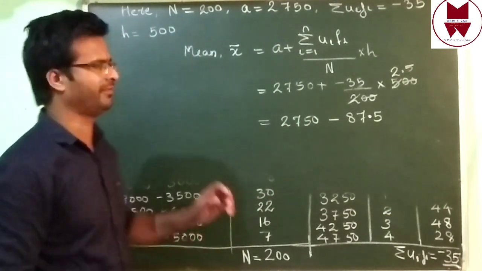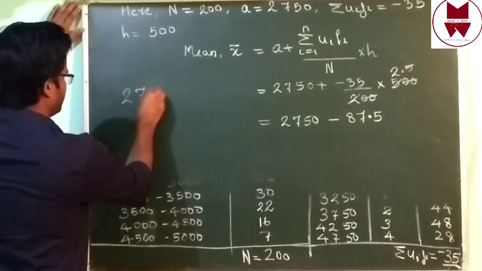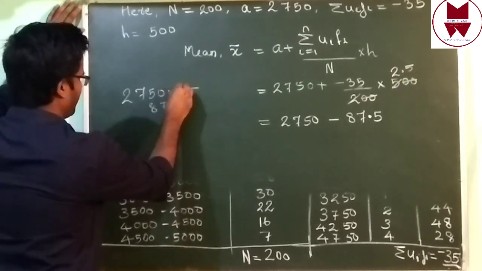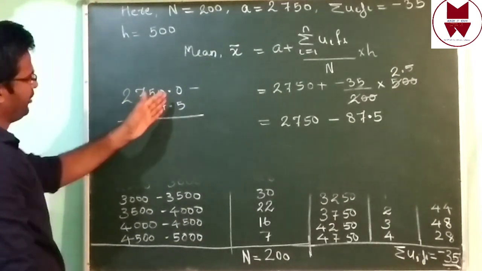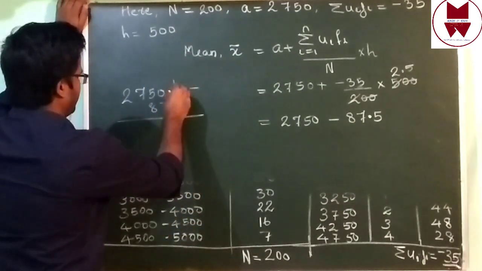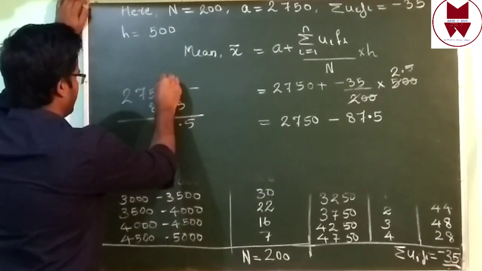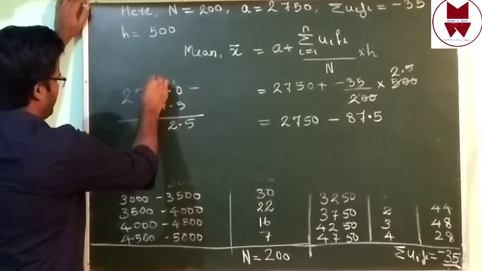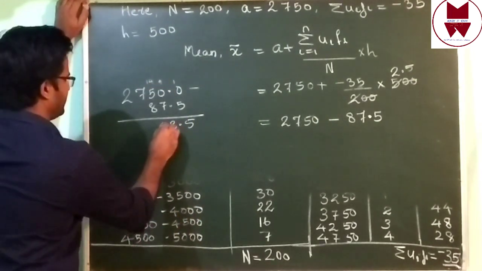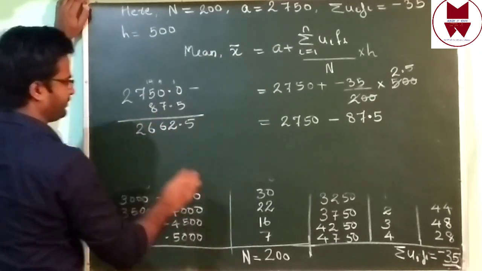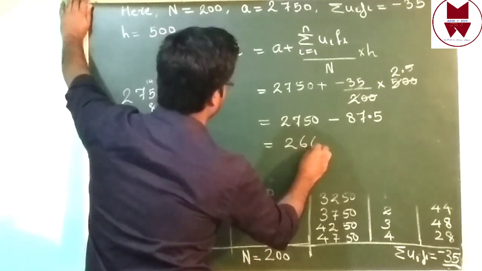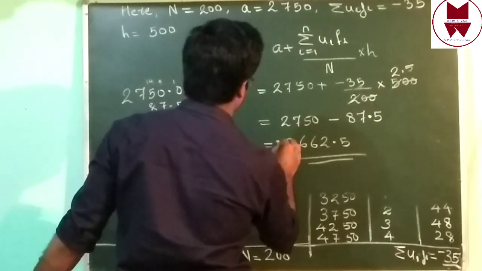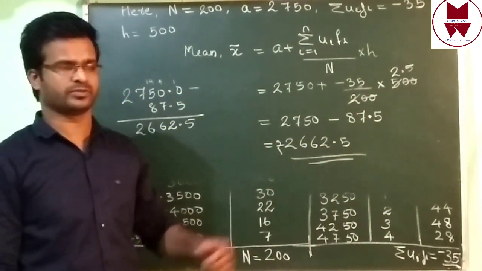Then subtract 2750 minus 87.5. Just put 1 point and 0, then only we can subtract, because the points should be at the same level. Then 10 minus 5 is 5. In here 9 only remaining. 9 minus 7 is 2. Then here 4, that will be 14. 14 minus 8 is 6. Then 6 remaining, 2. 2662.5. This is our mean. The unit will be rupees, from that first column.